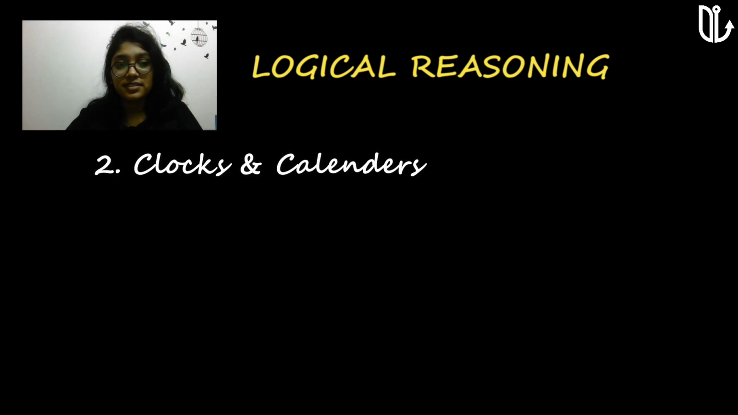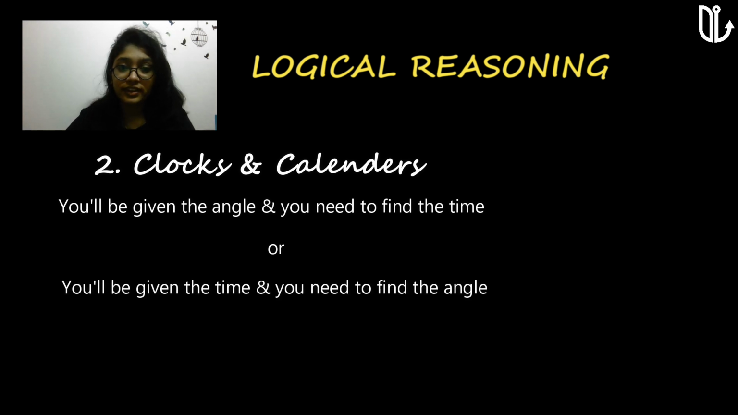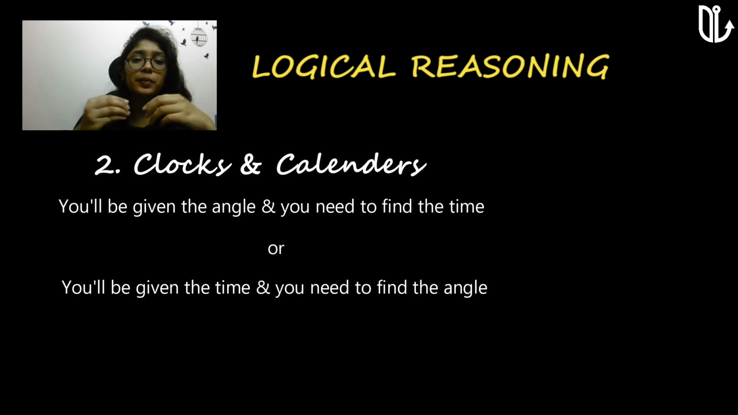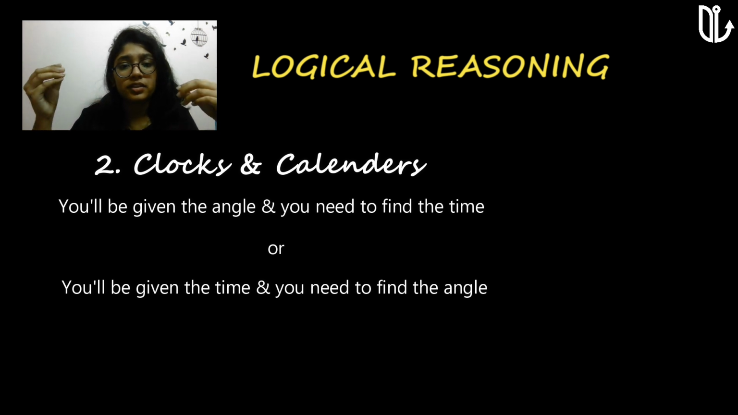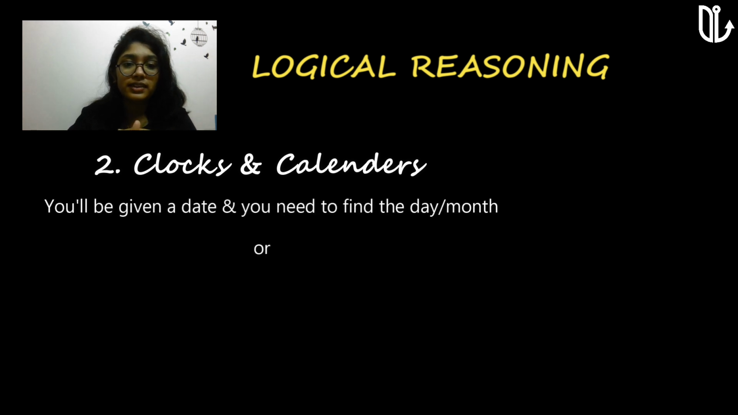Moving on to clocks and calendars. These questions are easy compared to seatings and arrangement questions. In clocks, there'll be 2 types. You'll be given the angle and you have to find the time, or you'll be given the time and you'll have to find the angle. If you have basic knowledge of how many degrees is equal to 1 minute or how many hours is equal to these many degrees, you can do these questions, but you need practice. And then calendars, where they give you a date and a day, and you'll have to figure out the next date or day.